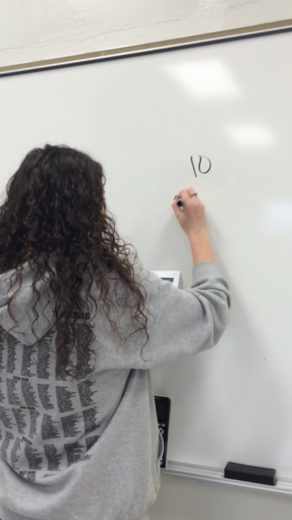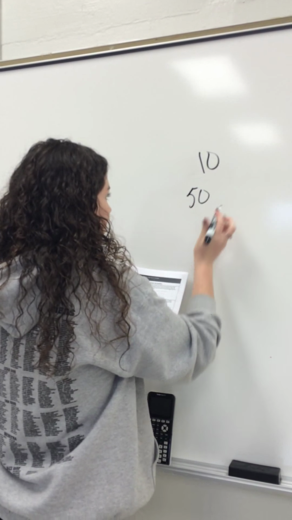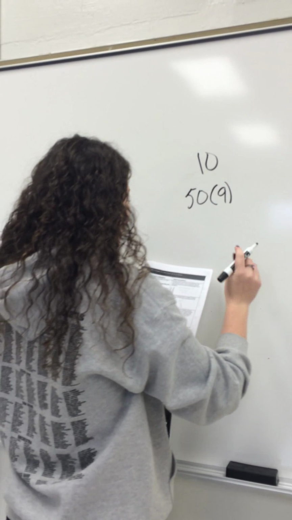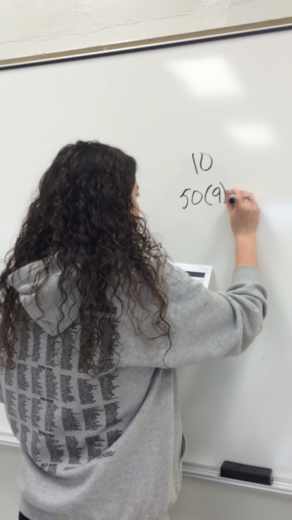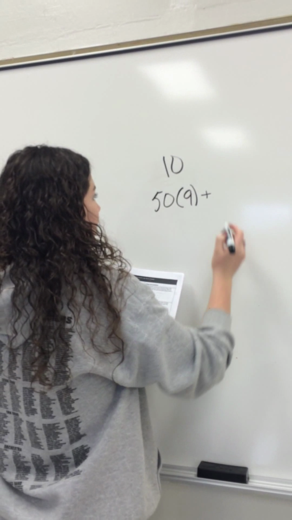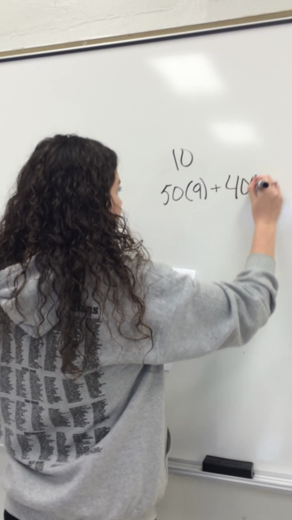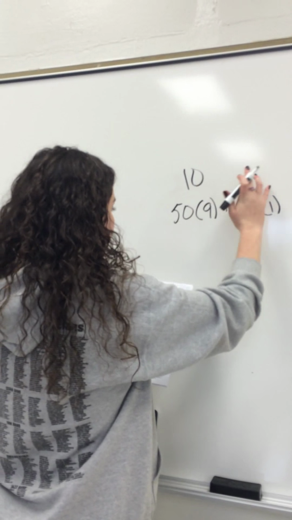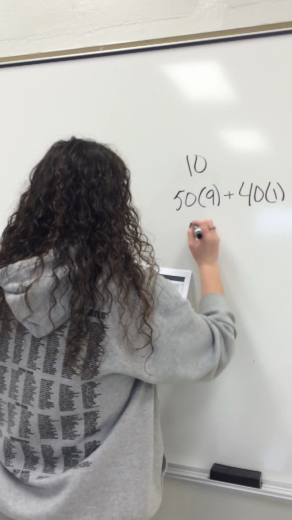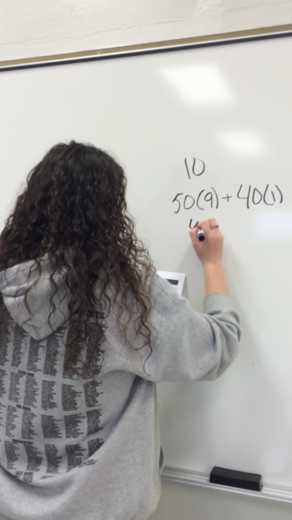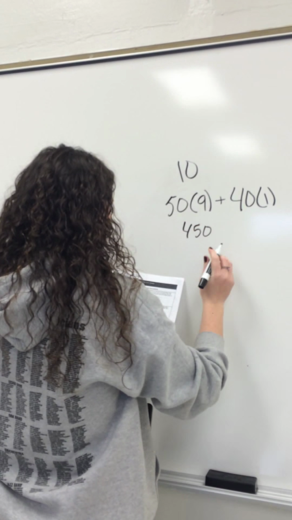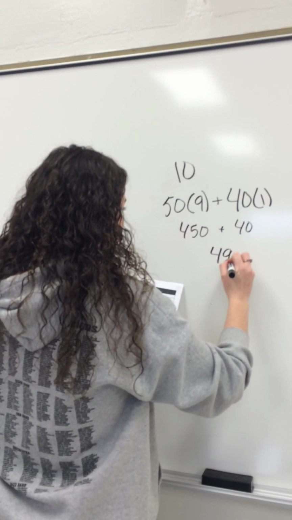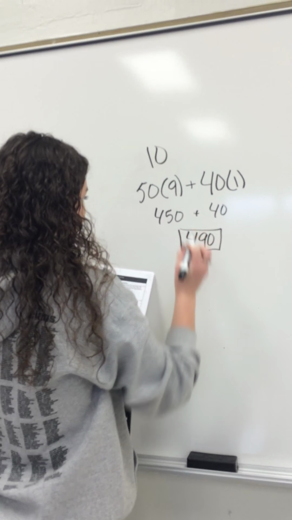There were 50 books in each box, except for the last one. So that means that there were 9 in that one. The last box only contained 40. So by substituting those numbers in there, you get that. Then you go ahead and multiply. That's 450 plus 40. So the total number of books delivered was 490.